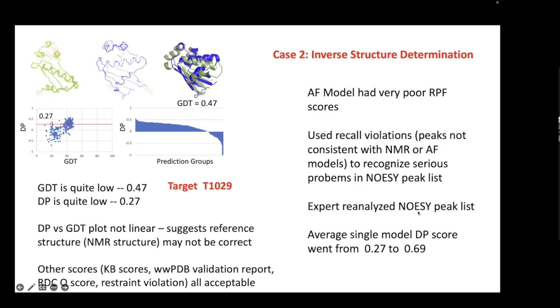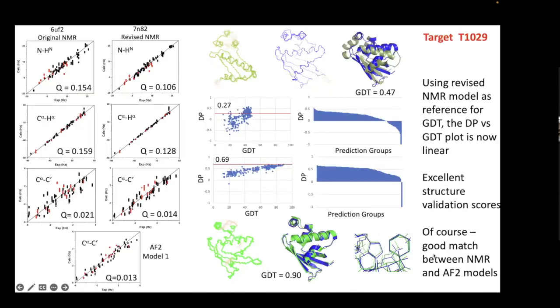They came up with a much better NOESY peak list. And now we could actually increase the quality of this data and redetermine the protein structure and improve the DP score. So this is the original structure mapping to the AlphaFold structure. And here's the correlation between DP and GDT. And you see it's not even correlated very well because we're not using a correct structure as the reference. But when they repicked the peak list and redetermined the structure, now you see a very strong correlation between DP and GDT. And the resulting structure matches the AlphaFold structure, and it matches the data much better.